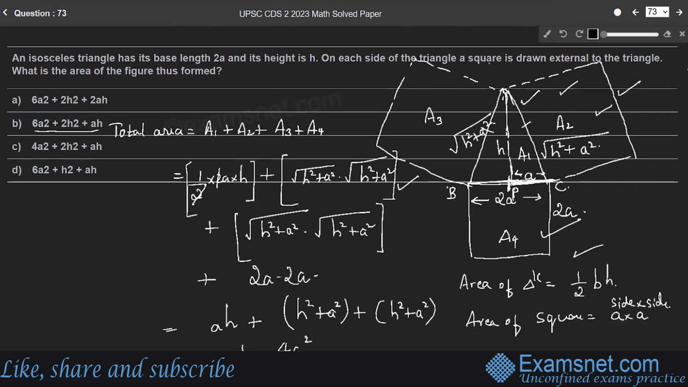Yes. So look at option B. Yes, 6a square plus 2h square. This is 2h square plus ah. Option B is the total area of the figure thus formed.